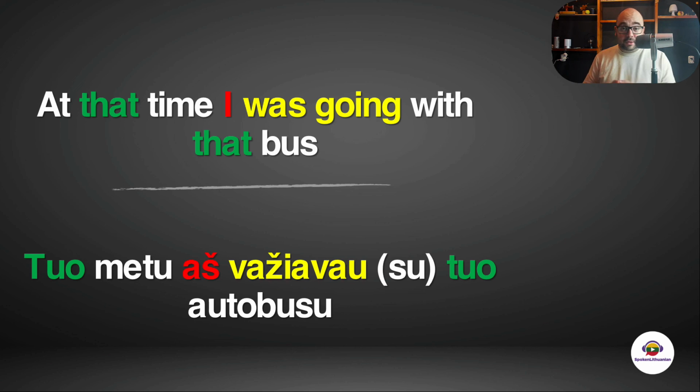I hope you remember that there's no such thing as I was going versus I am going. It's the same thing, right? Just past tense. Tuo metu, right? Aš važiavau, I can add su if I want to, with tuo autobusu. But I can just say tuo metu aš važiavau tuo autobusu without this su over here, right? Tuo metu aš važiavau tuo autobusu, or tuo metu aš važiavau su tuo autobusu, okay? Yeah, so that's it when it comes to instrumental.